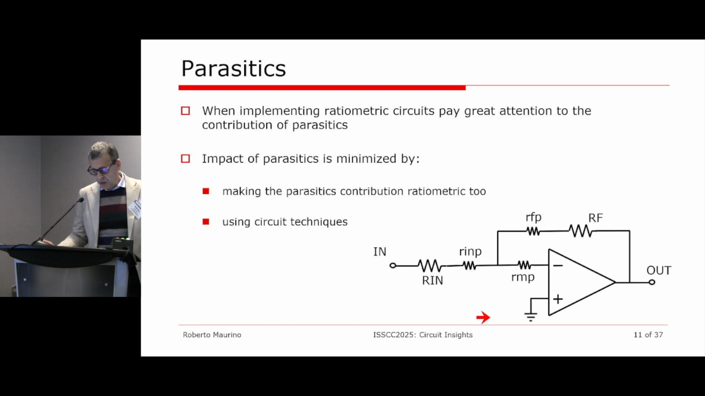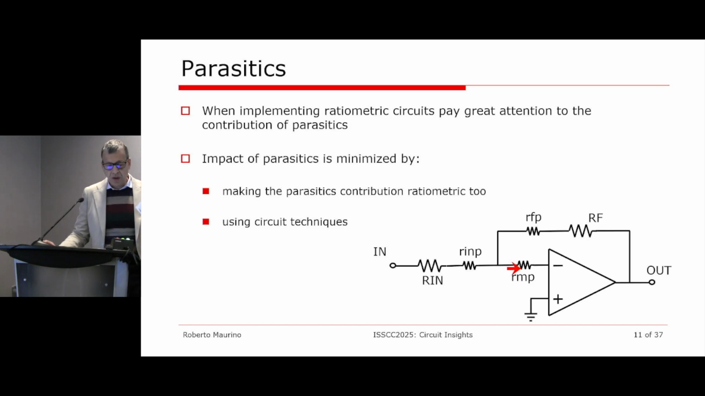So again, if you look at our very simple example of an inverting amplifier, if you want a gain of 1, you have to make the feedback and the input resistor the same, but you also have to make the parasitic track resistance, RFP and RINP, the same to keep the gain at 1. Or you can use circuit techniques. And here, for instance, because this is an operational amplifier, there is no current, so this parasitic track resistance doesn't matter.